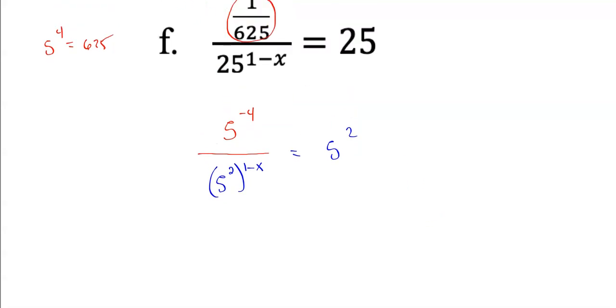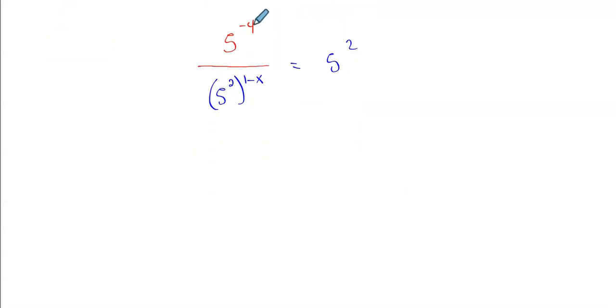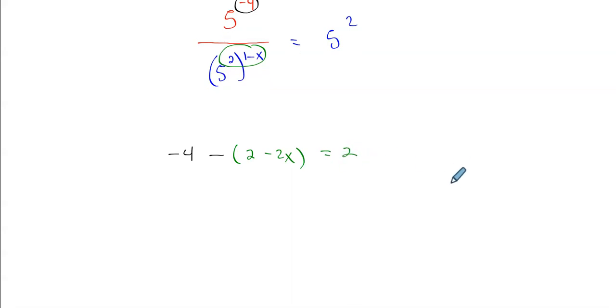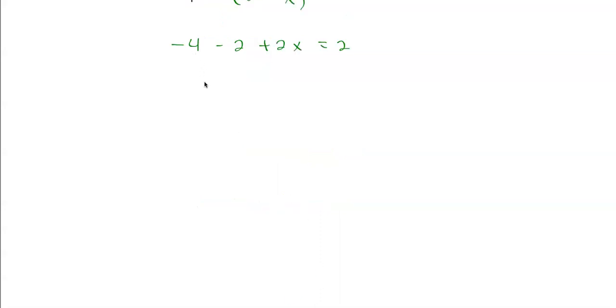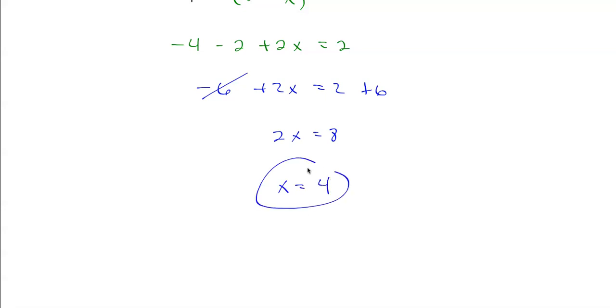All right, so I rewrote everything with a common base of 5. So I got negative 4 minus this thing here, which I'm going to put in parentheses, okay? So it's 2 minus 2x, be careful, equals 2. Keep it going. Don't forget to distribute the negative. Negative 4 minus 2 plus 2x equals 2. Almost done. Negative 4 minus 2 is negative 6 plus 2x equals 2. Add 6 to both sides. 2x equals 8, divide both sides by 2, and x is equal to 4.